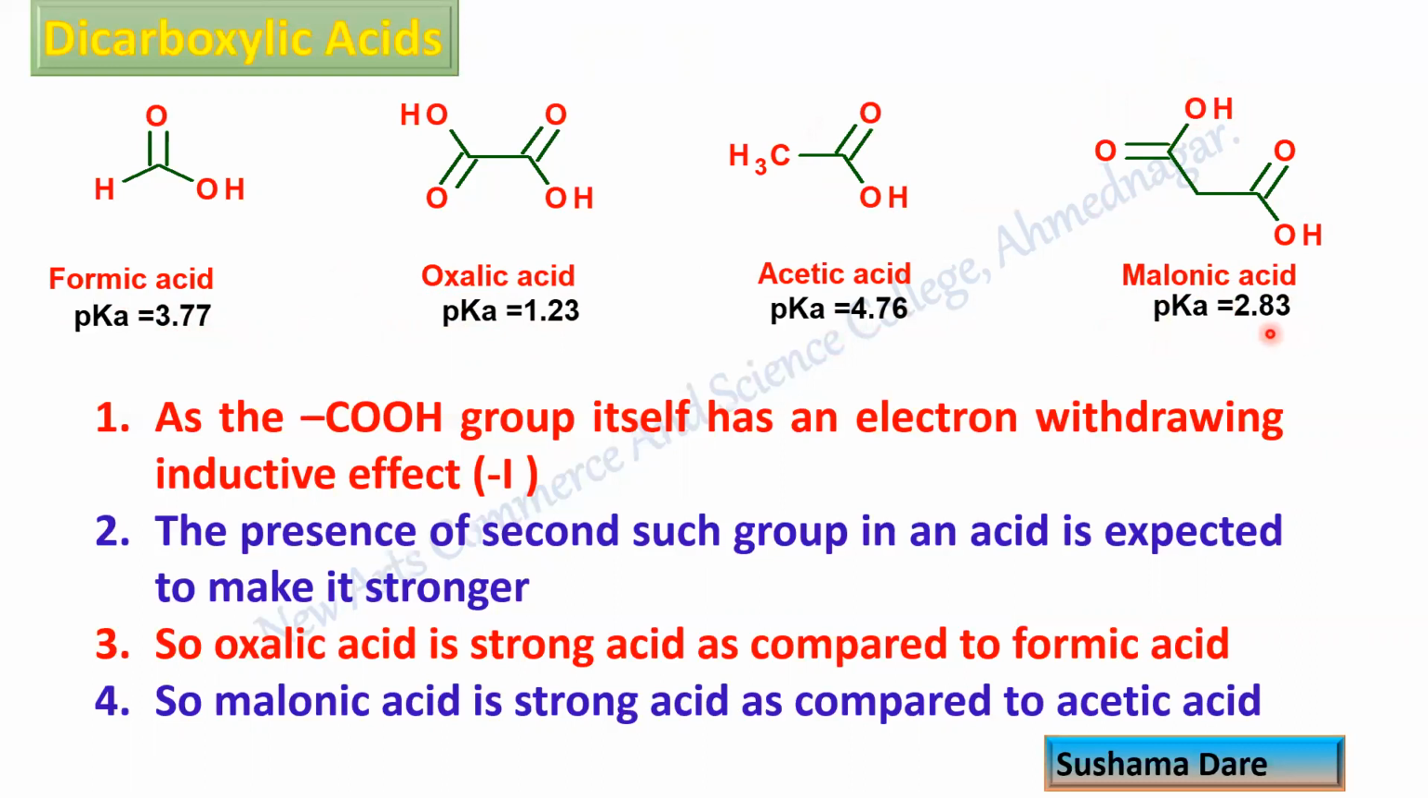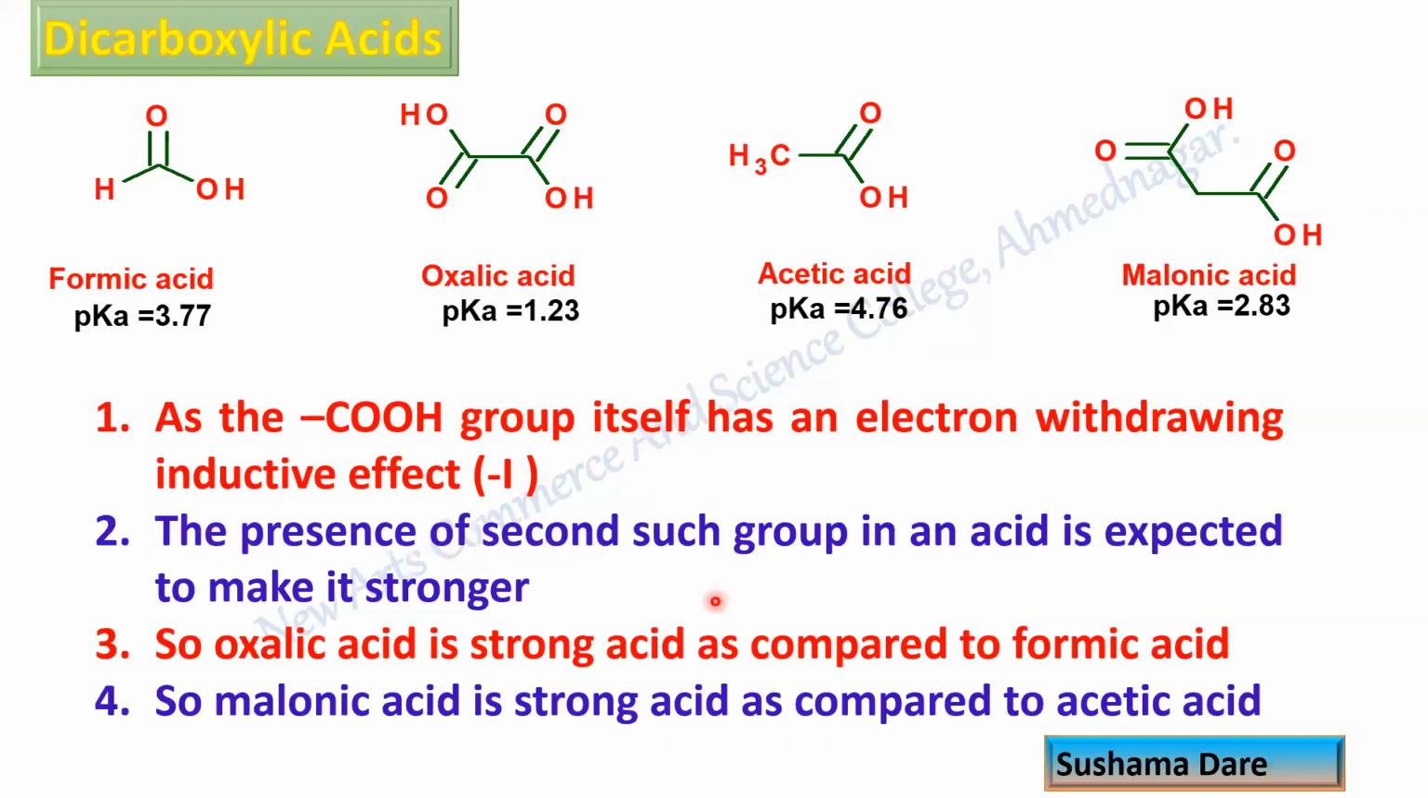Now, you have a question: what is the role of the COOH group? The COOH group itself has an electron withdrawing inductive effect, that is minus I effect. As I told you, whenever an electronegative atom, or we call it a heteroatom, is present, it always shows an electron withdrawing effect. And if this COOH group is in conjugation, then this carbonyl group shows an electron withdrawing resonance effect. Otherwise, overall, it shows minus I effect.